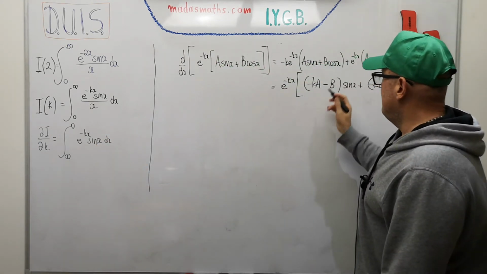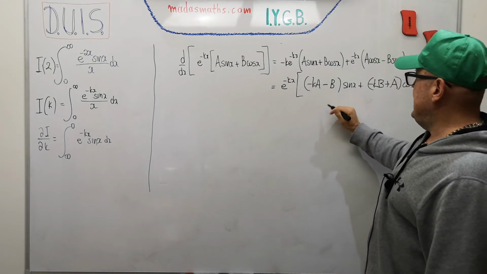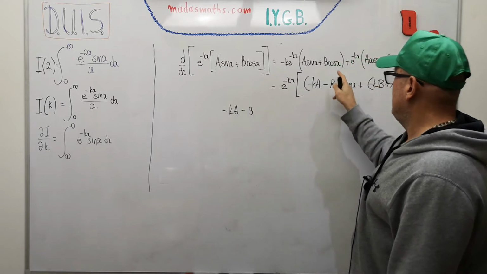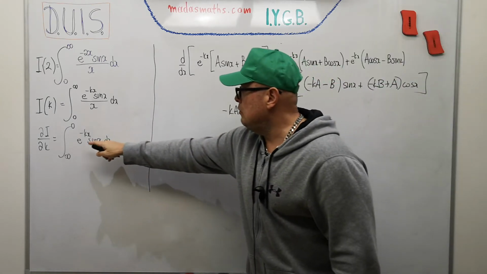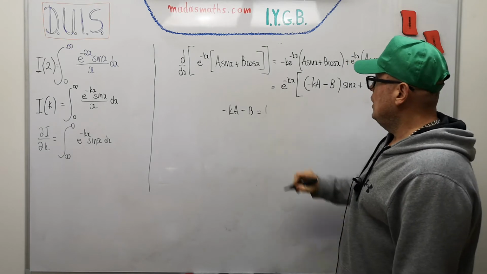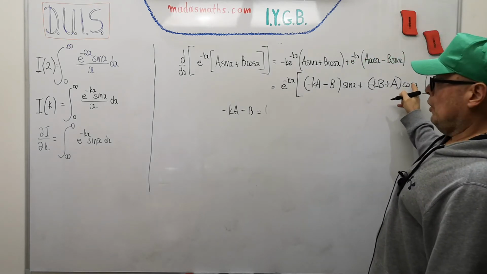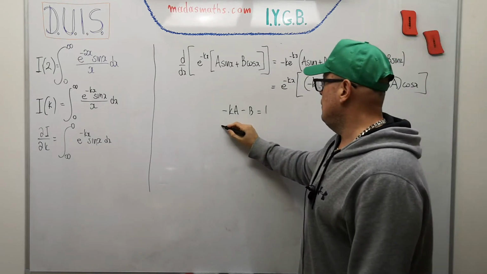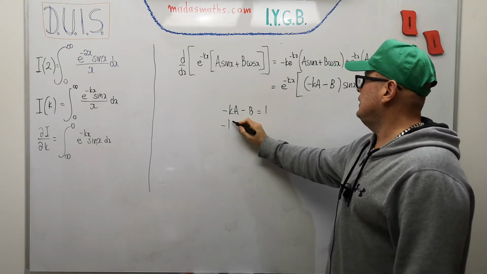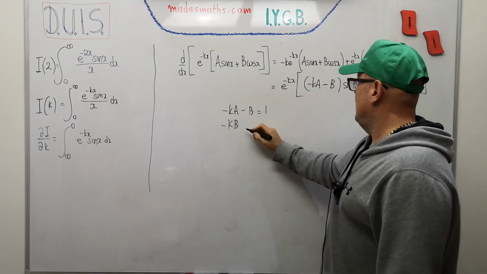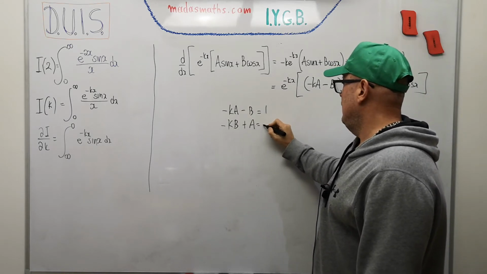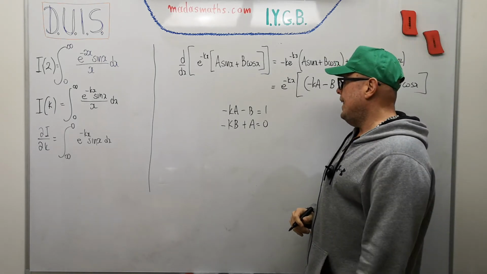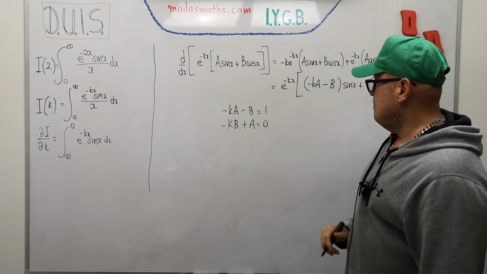If you look at what this leads to, this bit here, the minus ka minus b, that's the coefficient of the sine x e to the minus kx, must be equal to 1. While the other coefficient, the cosine, I have no cos x e to the minus kx, this bit here must be 0. So that says minus kb plus a is equal to 0. This bit must be 0. So I've got simultaneous equations which will allow me to find the values of a and b.